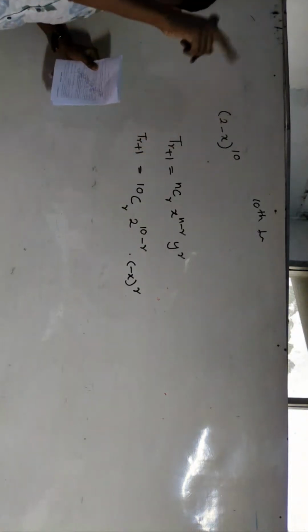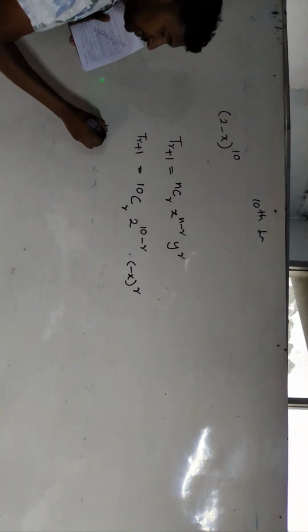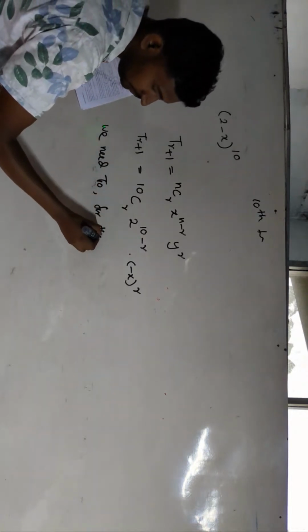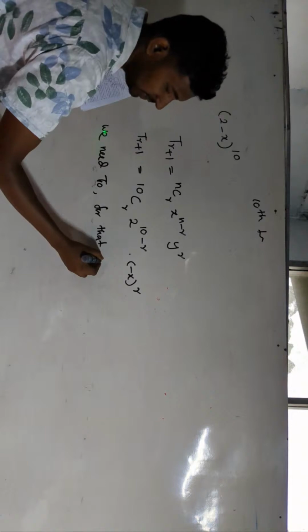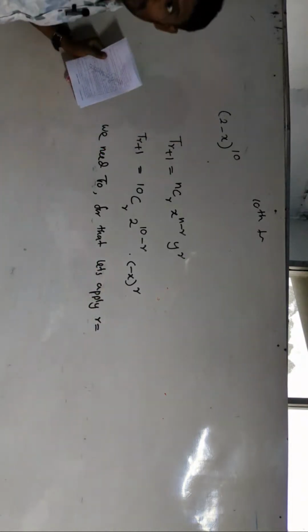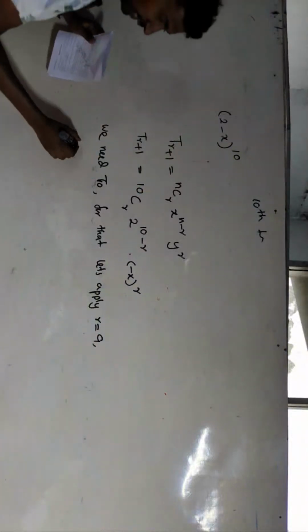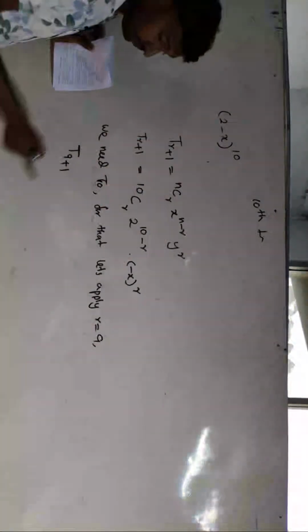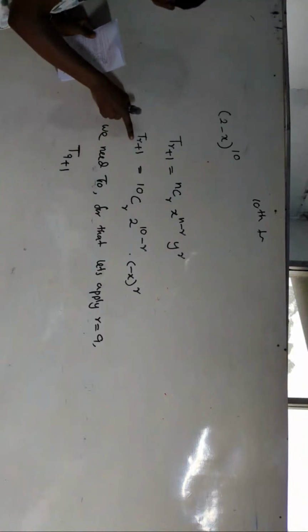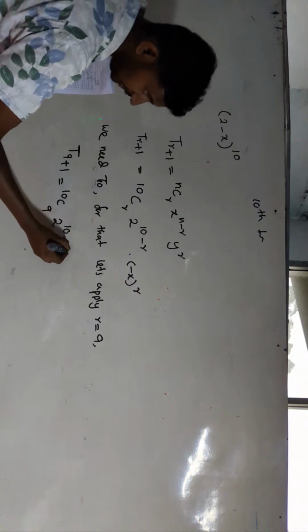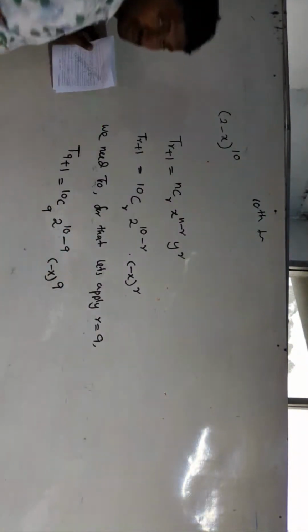So this is T r plus 1. We need the 10th term, so that means we need T10. For that, we need to apply r is equal to 9. Then we can get the 10th term. So that means T9 plus 1. Look at the way I'm going to write it. This is not T10 directly, but T9 plus 1. You need to apply that value here. Then 10C9, 2 to the power of 10 minus 9, (minus x) to the power of 9.